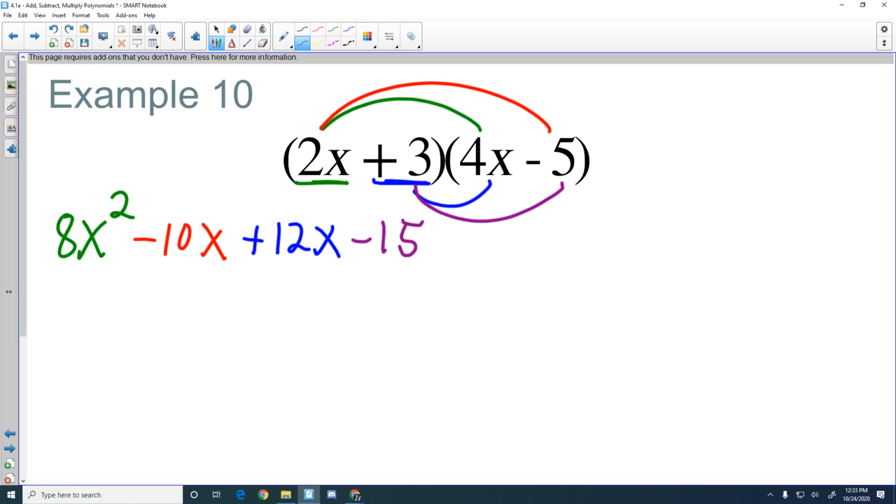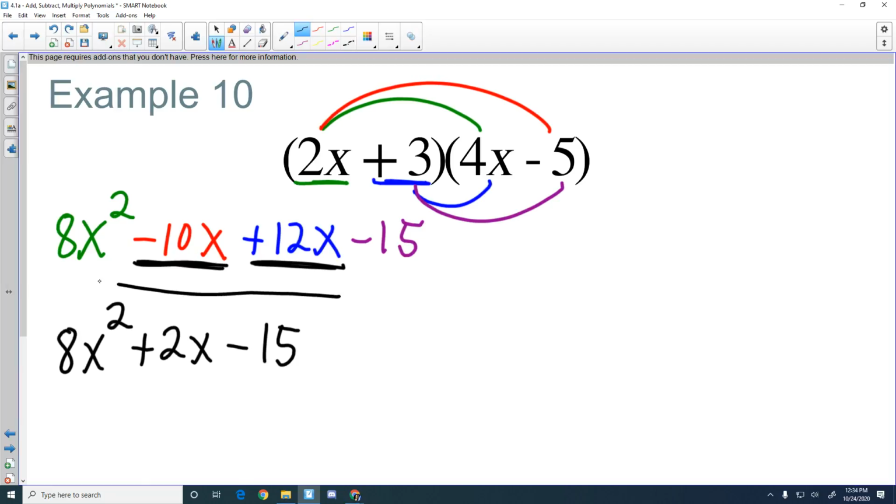Okay, so I've distributed everything, and we've got 4 terms in here. Your last step on these problems is to combine any like terms. For example, I've got a negative 10x and a positive 12x, so we can combine those. So we're going to have 8x squared. Now, negative 10x plus 12x gives us 2x, and then minus 15. There are no other like terms, since they all have different variables with different exponents, but that would be our final answer. So yes, it is FOIL. I'm probably going to refer to it as FOIL just to remind you what to do, but it's actually distribution.